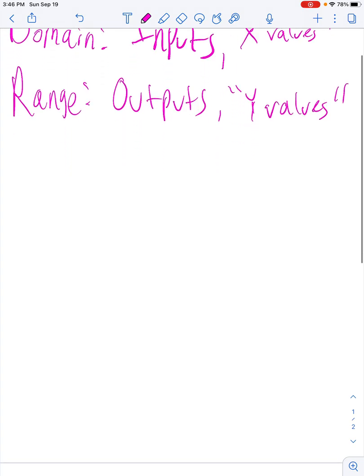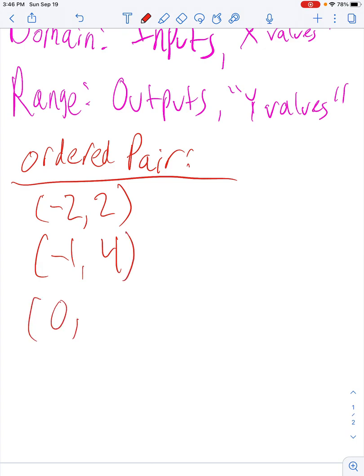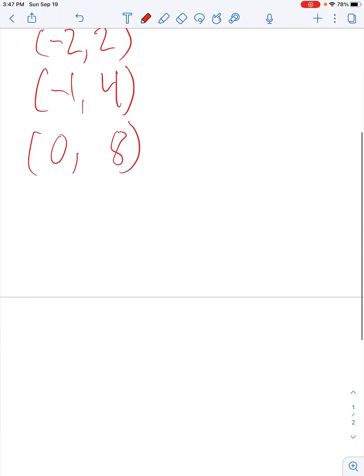So there's a couple different ways you can describe or talk about functions. One way is with an ordered pair. So if I look at this, that would be like saying, hey, I have -2 and 2. I have -1 and 4. I have 0 and 8, so on and so forth. So that's one way you can show functions.